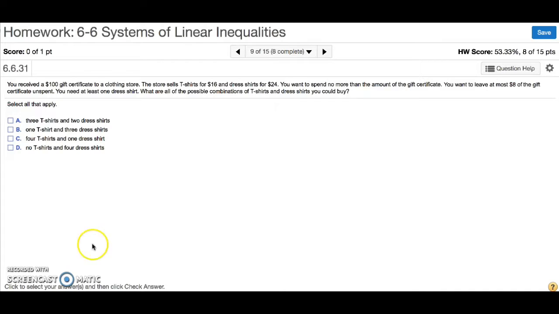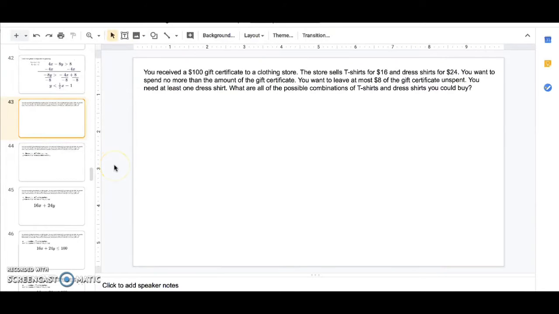So we have some choices that we got to select all that apply. So what we need to do is create our inequalities and then substitute in each of these combinations and see which of them would work. So let's create our inequalities first.